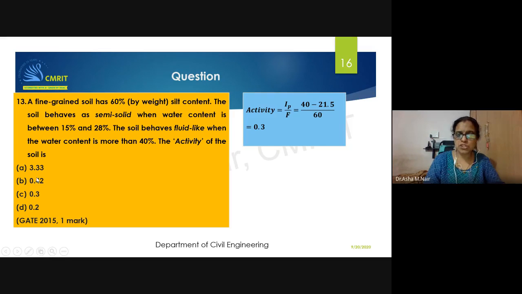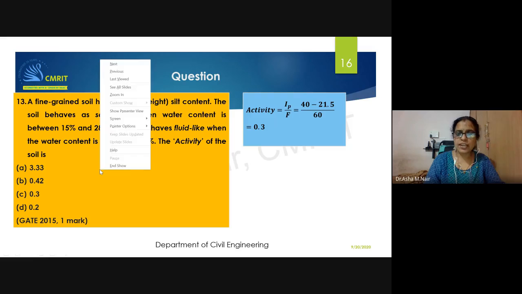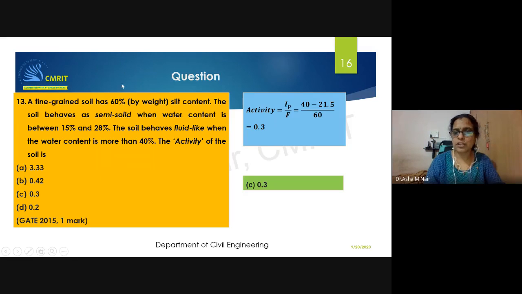So what will be your option? You have only one option, that is option C. Again, please note it's only a one marker question. So you should be very fast in doing these questions.